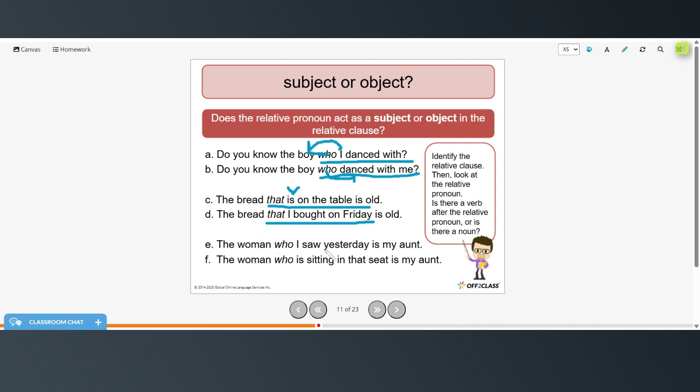The woman who I saw yesterday is my aunt, so who I saw yesterday. And the relative pronoun who is followed by the pronoun I. And the woman who is sitting in that seat is my aunt. So here, who is followed by a verb, is sitting.